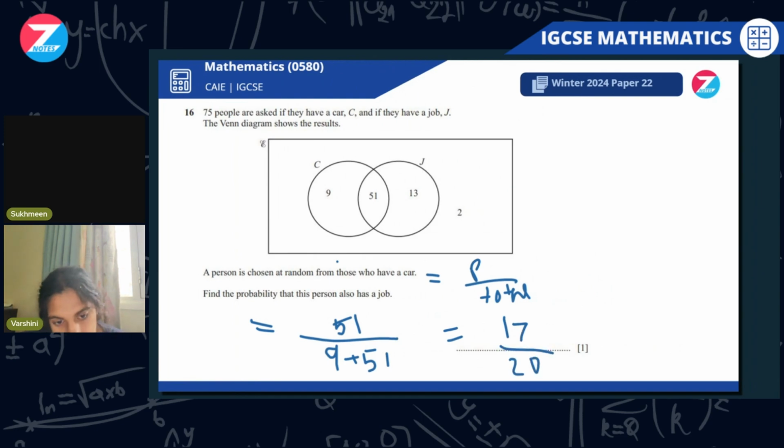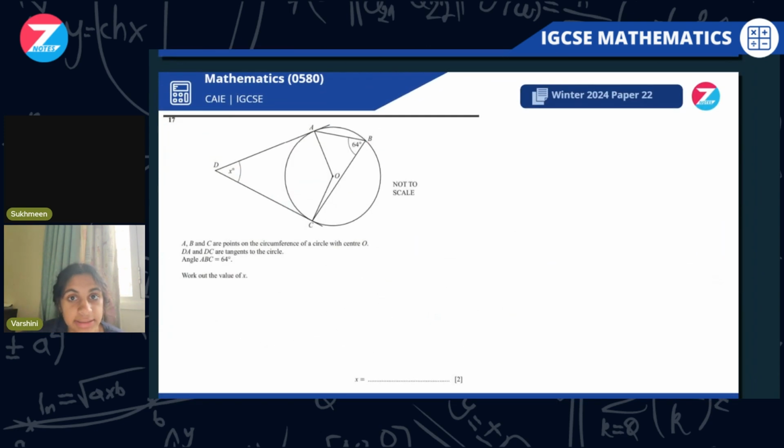Okay. For the next question, 17. A, B, and C are points on the circumference of a circle with center O. This is the center. DA and DC are tangents to the circle. That's DA and DC. Angle ABC is 64. This angle is 64. Work out the value of x. This is x.